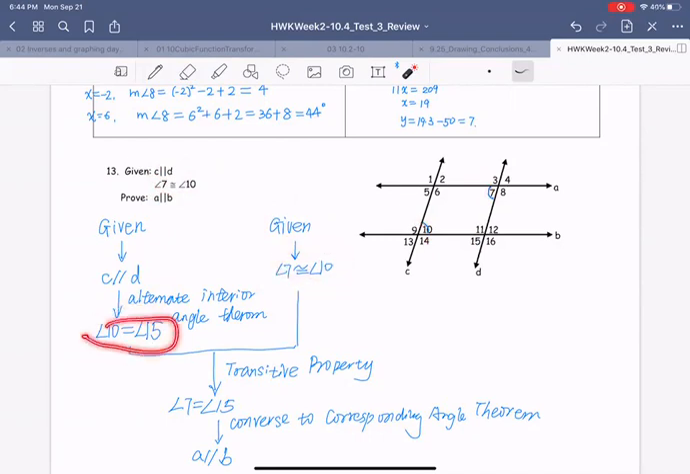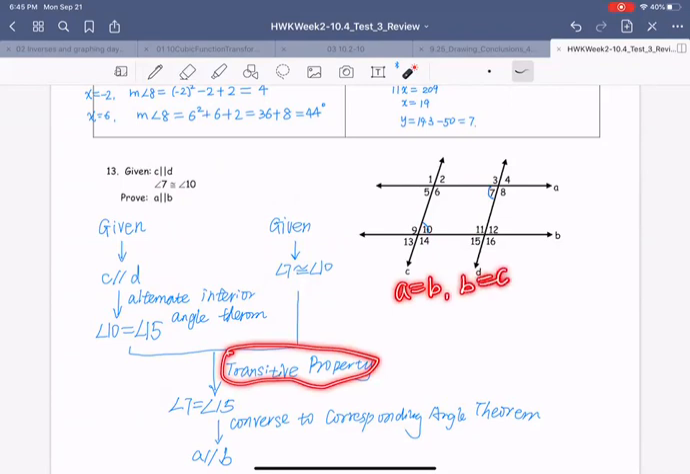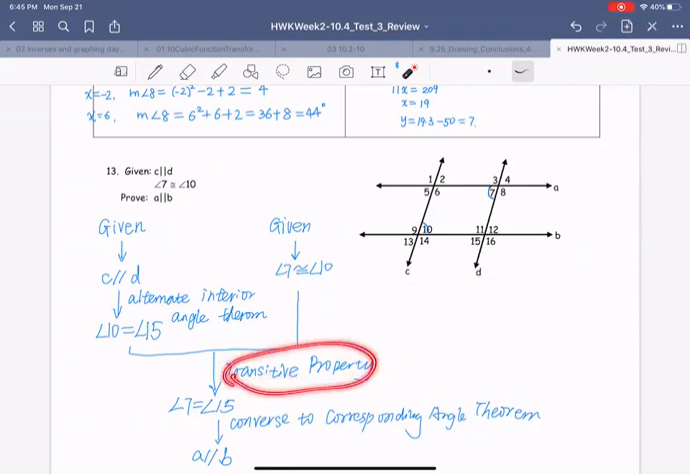So these three are equal. We can say angle 15 and angle 7 are directly equal. This is called the transitive property, right? Yes. We always use this property. If A equals B, and B equals C, then A equals C. That's based on the transitive property, okay? And based on this, we get that conclusion. Now, angle 7 and angle 15 are equal.